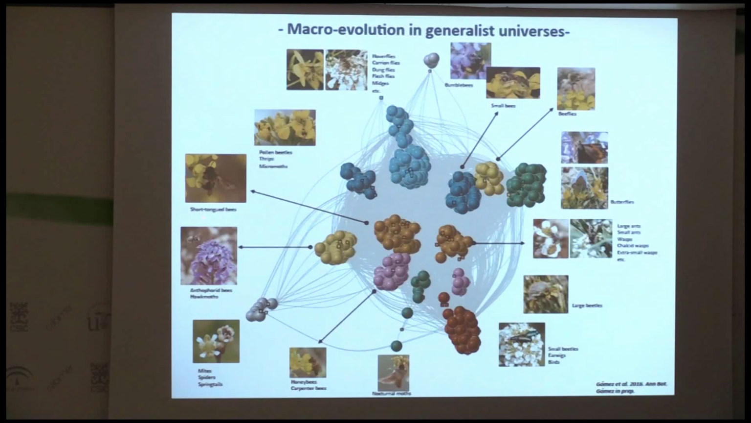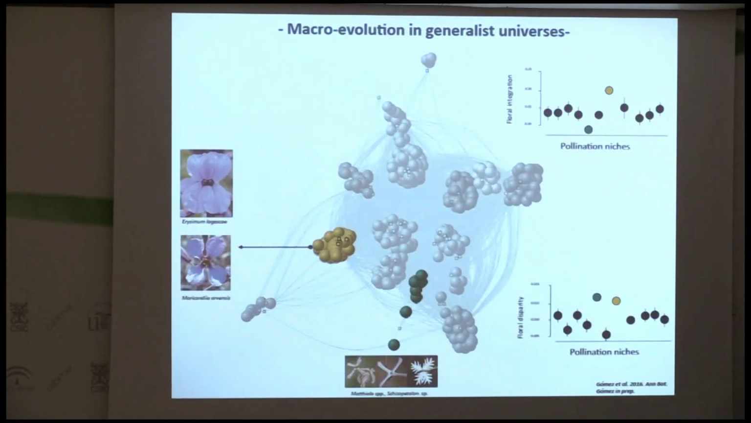This module is associated with the long-tongued large bees we have been following during the whole presentation, and so on. This is with bumblebees. There are some with ants, and so on. This module, a little bit outside of the whole network, is associated with mites and spiders, as in prince's tail. Yeah, Brassicaceae are visited by almost any kind of animal.